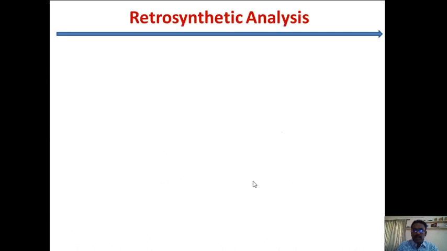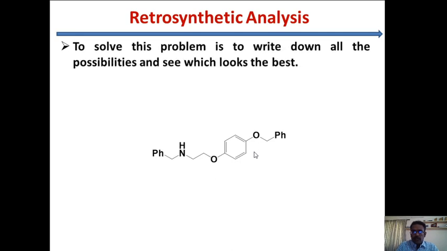You are going to do the retrosynthetic analysis for this molecule. Already I said that here we have 4 possibilities. Among the 6, we have eliminated these 2 possibilities, and now you are left with 4 choices. You have to write down all 4 possibilities, and only then can you analyze which pathway looks best among the 4. Number 1, suppose you break the carbon-heteroatom bond, that means the CO bond.